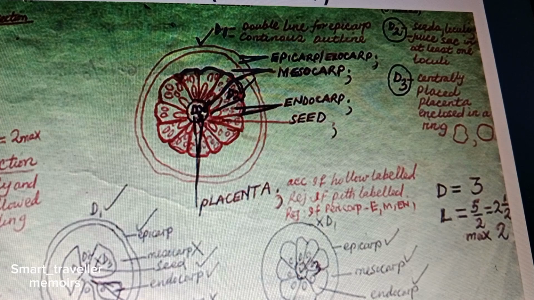So each diagram mark has got the conditions as I've said. D1, double outline for epicarp, continuous outline. D2, seeds must be present, loculi must be present, and juice sac in at least 1 loculi. And then D3, you place the placenta at the center. All right. So let's look at the label marks.